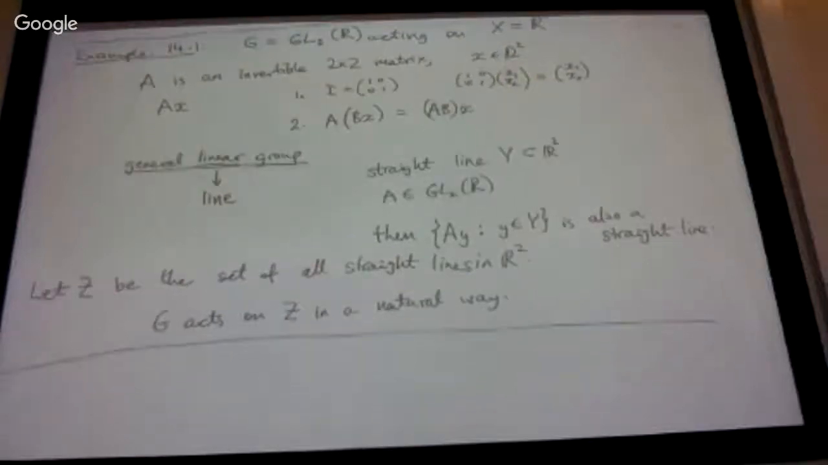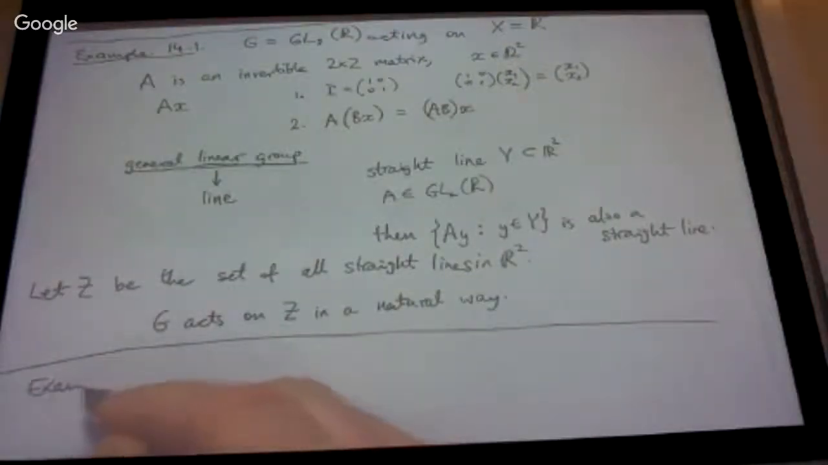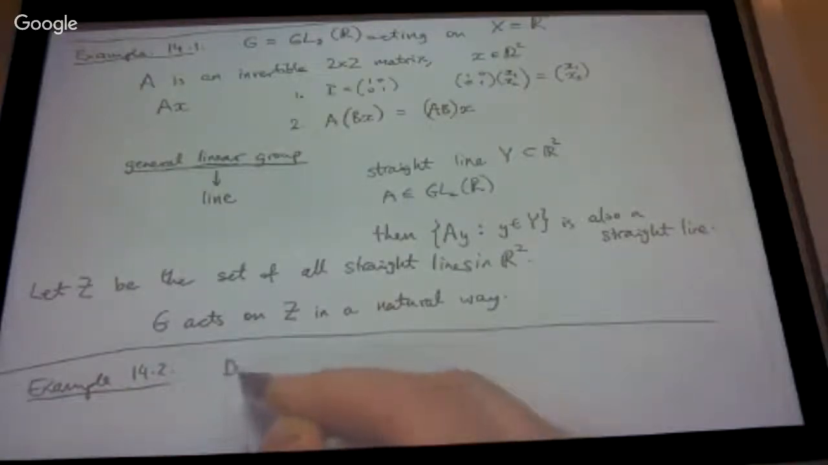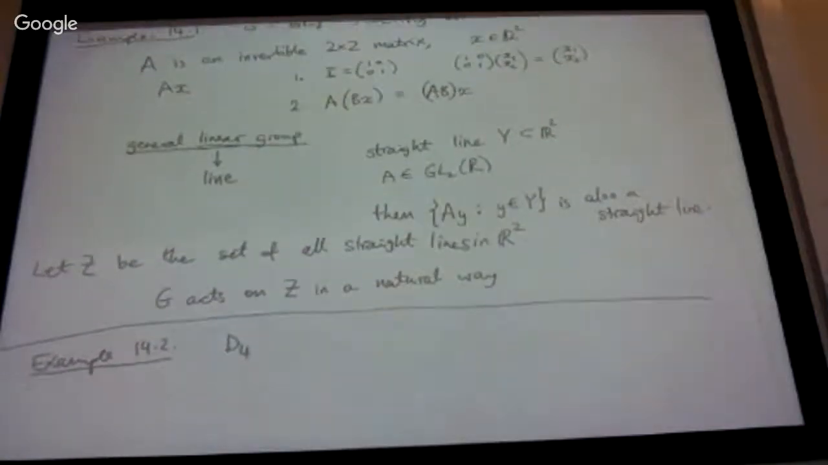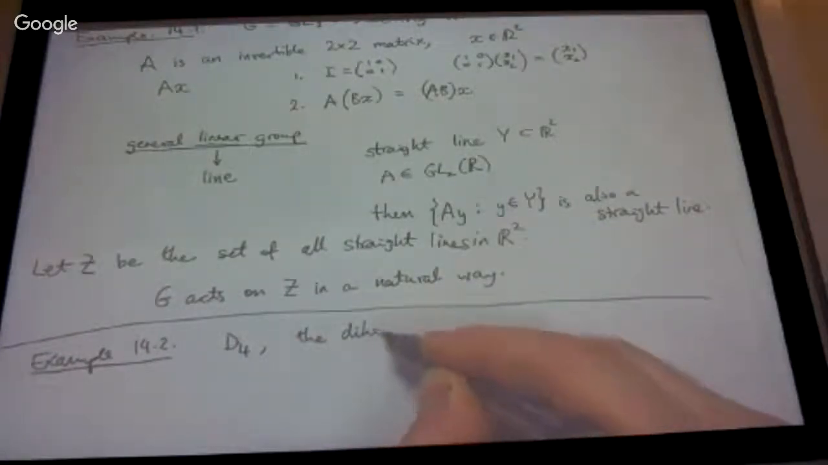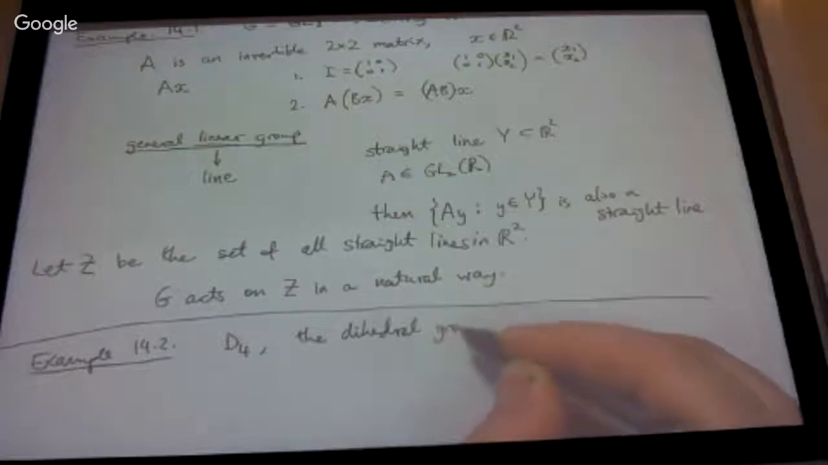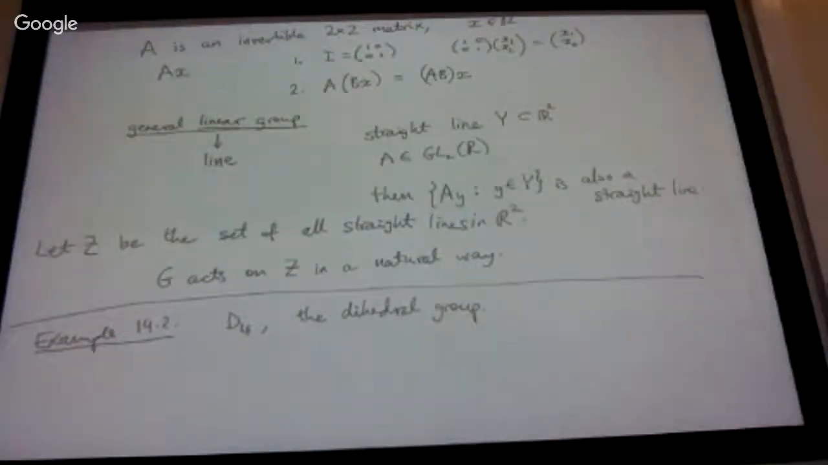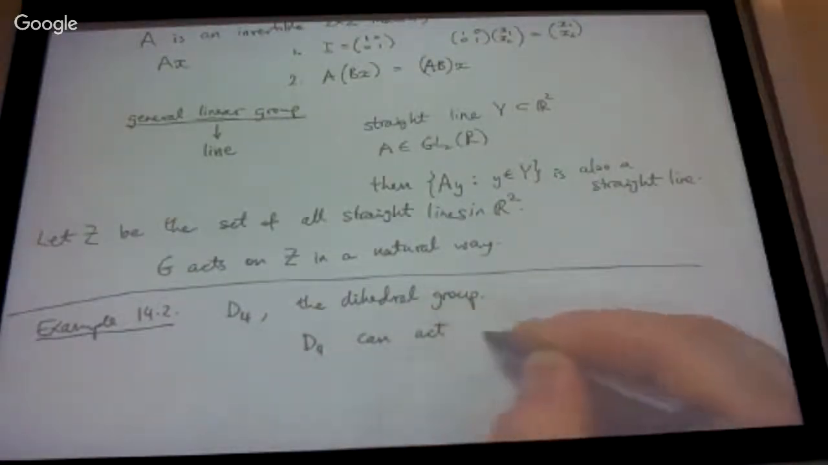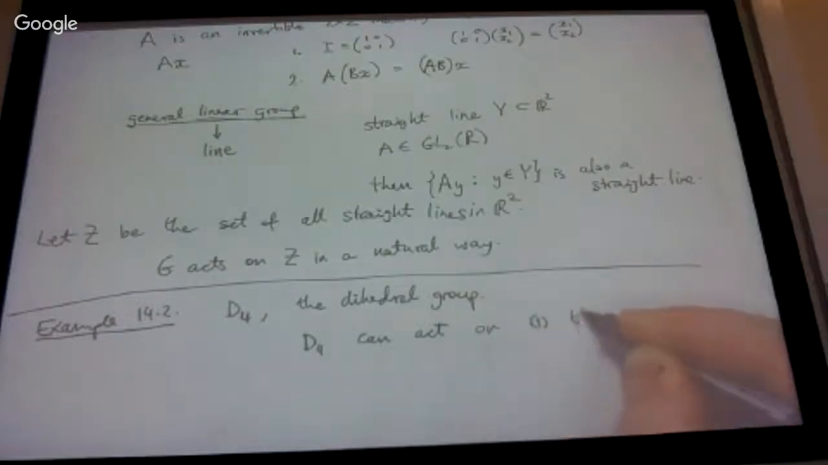There's another example, which is 14.2. What's D4? Symmetry group of a square. Yes, that is true. So D4 can act on the square.